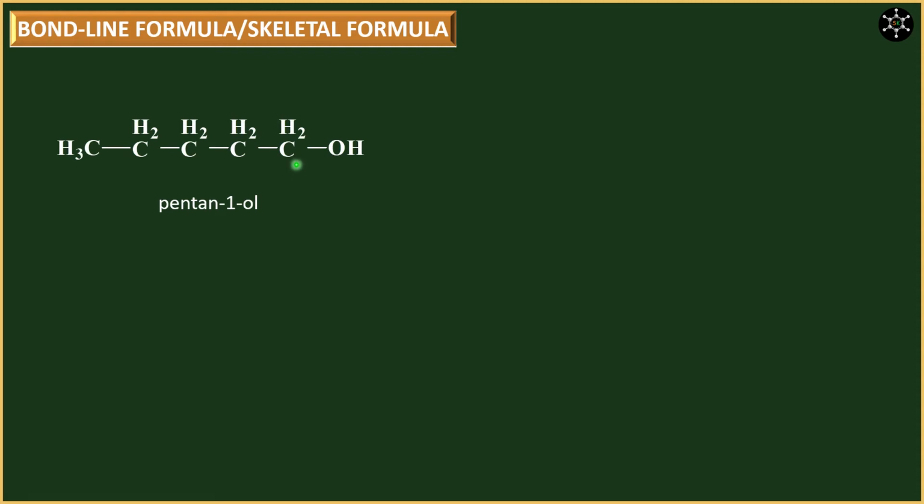This is the condensed formula of pentan-1-ol. There exist 5 carbon atoms in this molecule. So we will be writing 5 dots. Let us number them for the sake of clarity. There exists a single bond between the carbon atoms, so we need to be joining these dots by a single line.